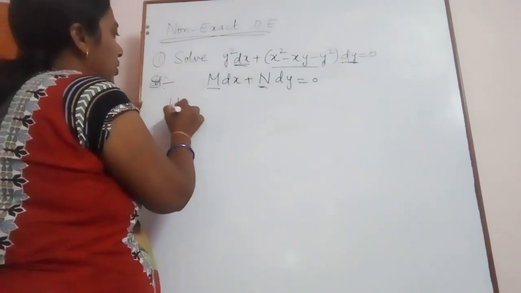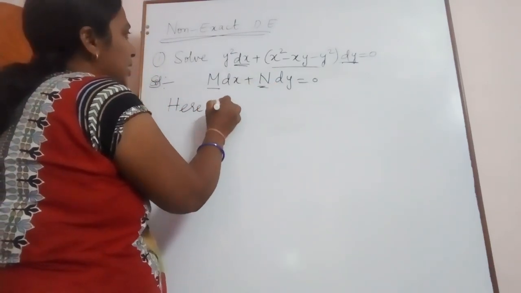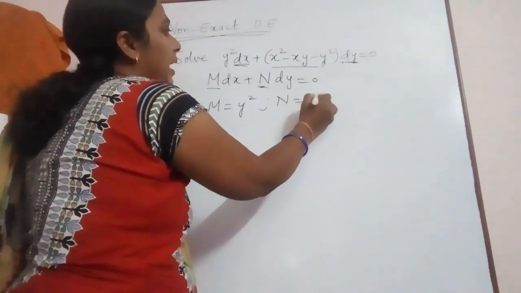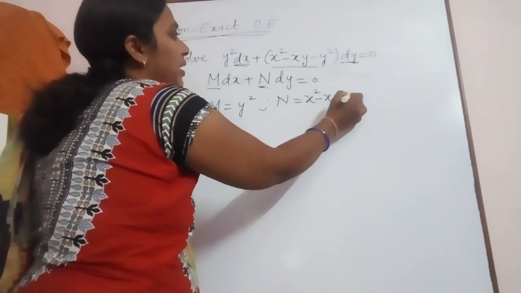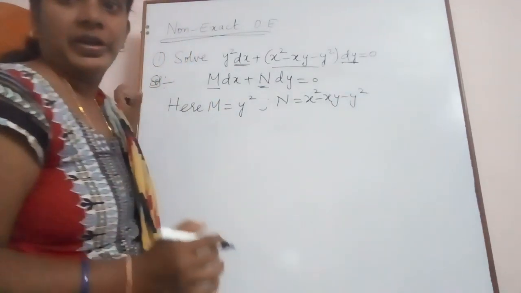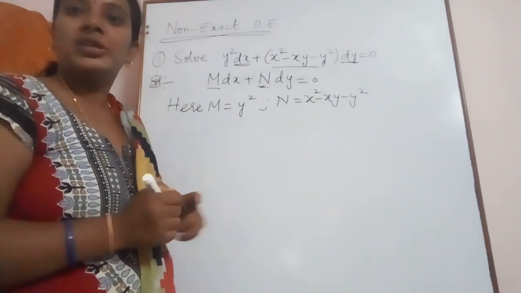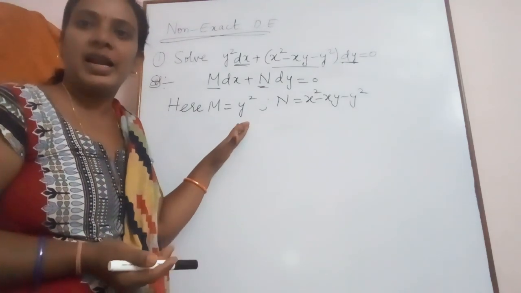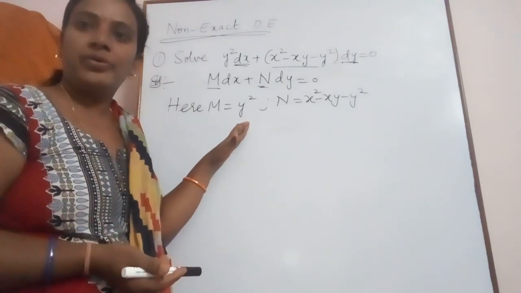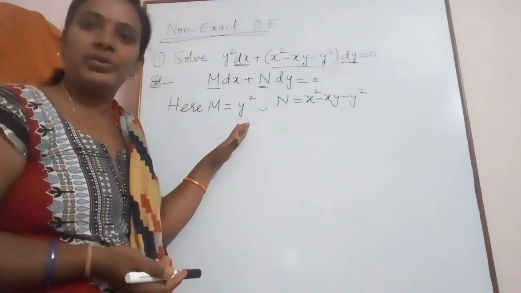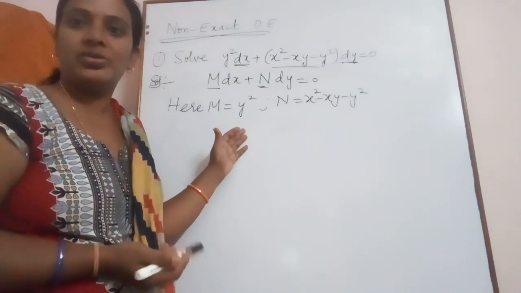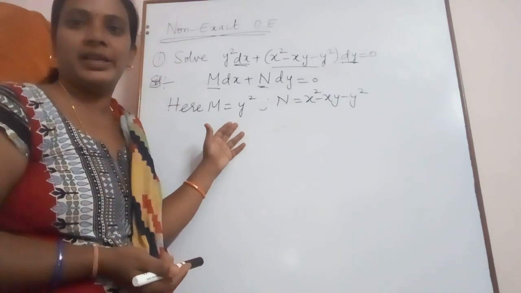Okay, here what is M? Here M is equal to y square, N is equal to x square minus xy minus y square. First we check the condition of exact. What is the condition? Dou M by dou y is equal to dou N by dou x, then the equation 1 is exact. If that condition is not satisfied, it is non-exact.